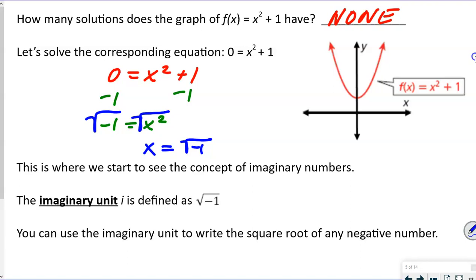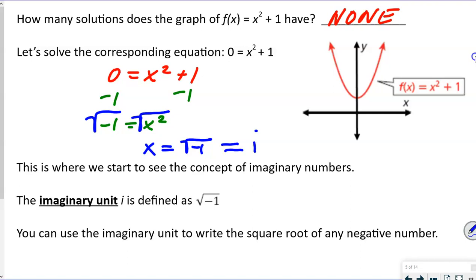No, you could not. So this right here is where we start to see the concept of imaginary numbers. What I'm here to tell you today is that the imaginary unit i is defined as the square root of -1. So that means when I have the square root of -1, like I do up here, that's equal to i.